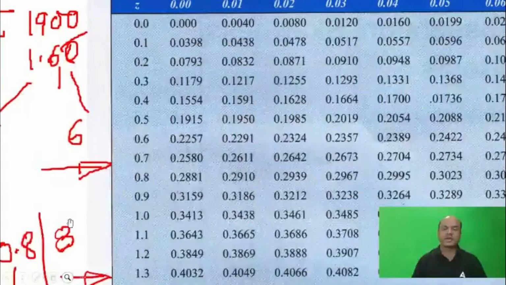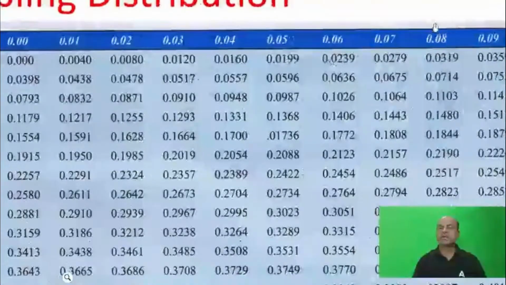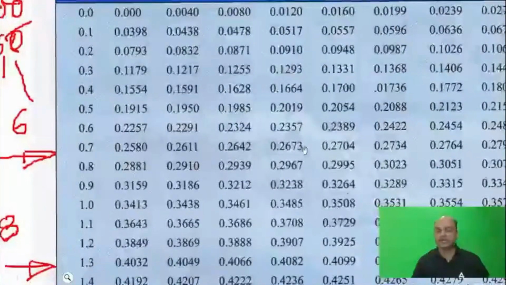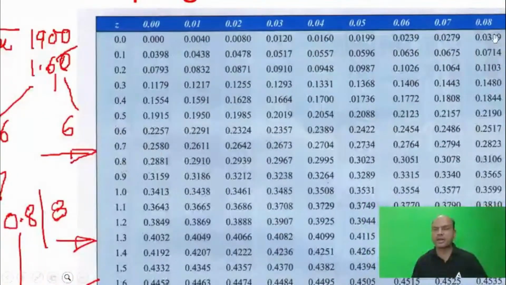Second, search this 8. This 8 will be over here. Now combine them. This 8 and this 0.08. Combine them. Where do they meet? Check this. 0.08 and 8. They will meet over here.